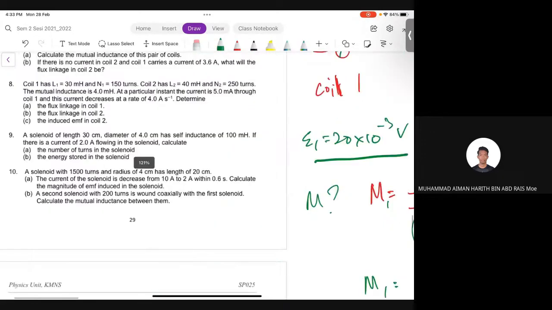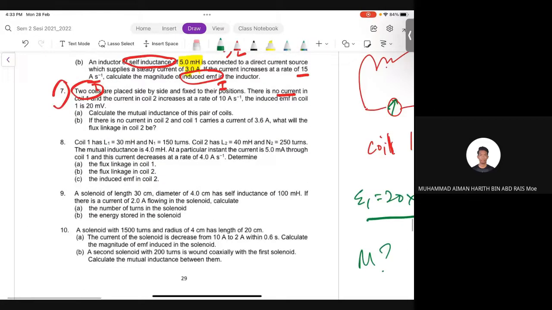Okay. Kita masuk kepada soalan number 8. Coil one have a L, they give you N. Ada coil two, ada L juga, ada N. So ini adalah case mutual inductance dan dia bagi mutual inductance adalah 4. At particular instant, the current is 5 milliampere through coil one and the current decrease at the rate 4. Determine the flux linkage in coil one.